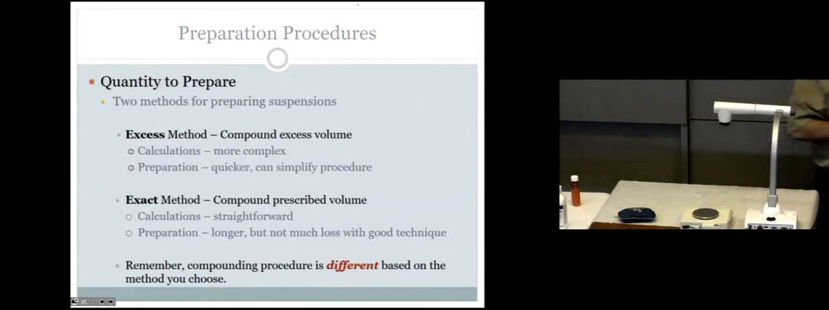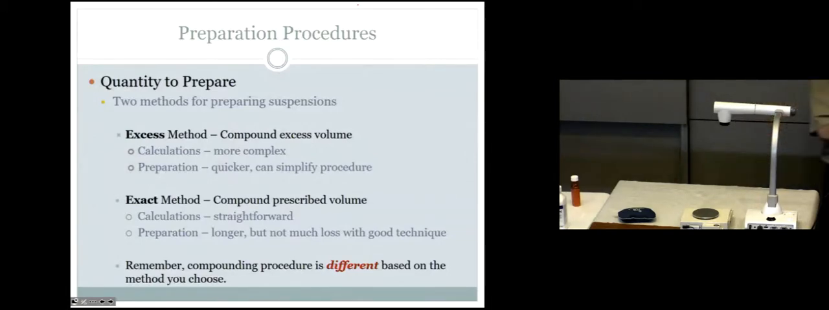These are easy to make, but there's two things. There are two methods of preparing suspensions. One that we've called the exact method, and one that's called the excess method. I'm telling you now, on the exam, you may have noticed this in your packet, I will tell you which method you have to use. It is not your choice, okay? So you can't just say, I understand this one, and I'm not going to even worry about the other one, because I will tell you which method to use, which means your calculations and procedure have to match that method.